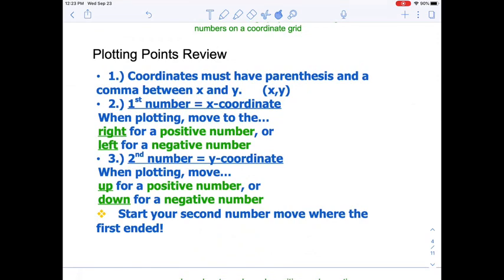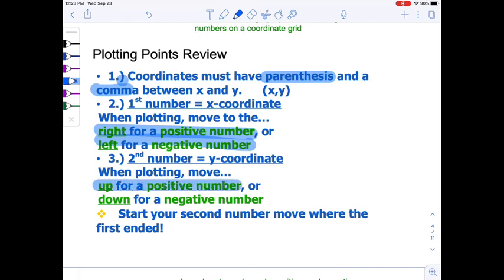Okay, a little bit more review. Coordinates must have a parentheses and a comma. The first number is the x-coordinate, so we move right for a positive number and left for a negative number. When you're plotting the y-coordinate, you go up for a positive and down for a negative. So you start your second number where you first ended. You don't go back to the origin.